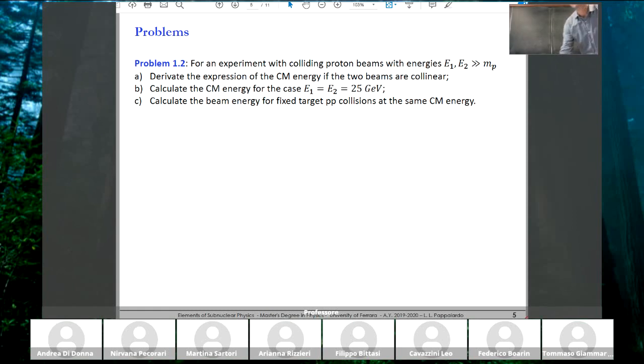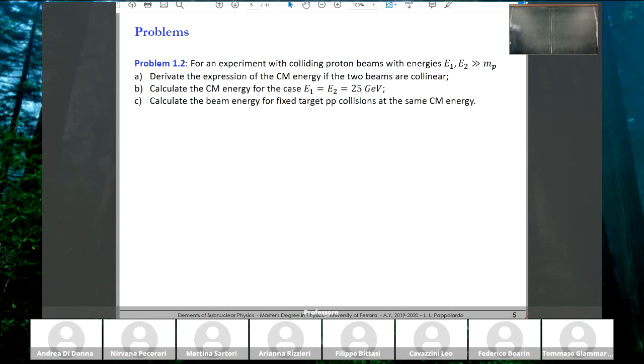Allora, iniziamo col problema 1.2. So, for an experiment with colliding proton beams with energies much greater than the mass of the proton, derive the expression of the center of mass energy if the two beams are collinear, calculate the center of mass energy for the case the two energies are 25 GeV, and calculate the beam energy for fixed target proton-proton collision at the same center of mass energy. Okay? So questo problema mette un po' insieme tutte, diciamo, le cose che abbiamo visto nella prima parte della lezione di oggi. Okay, so let's start with question A.